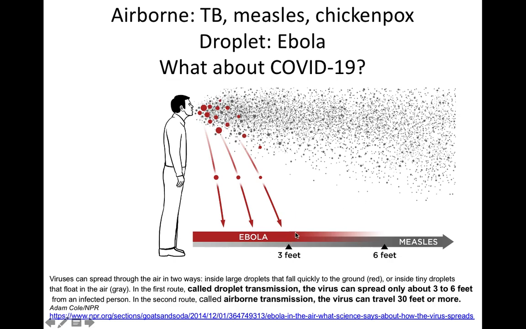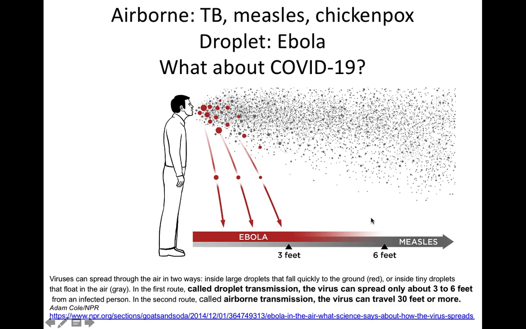This would be about 1 meter. Here's 2 meters. Here's our social distance here. But some of the pathogens become those little tiny infectious droplet nuclei, and they can remain suspended in the air for long periods of time and travel far distances. So examples are TB, measles. Measles is really infectious. Chickenpox. Droplet is Ebola.